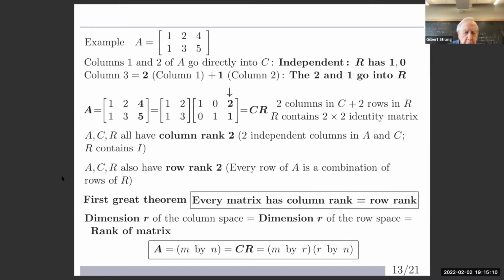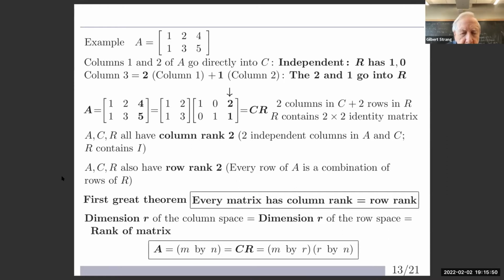Those are independent. And now R tells me, the last matrix is R. R tells me how to get every A column from the C columns. The first column of R has a 1 and 0, so I take 1 of the first column to get the 1, 1 vector. The second column of R has a 0 and 1, so I take 1 of the second column, 2, 3, to get the 2, 3 vector in A.